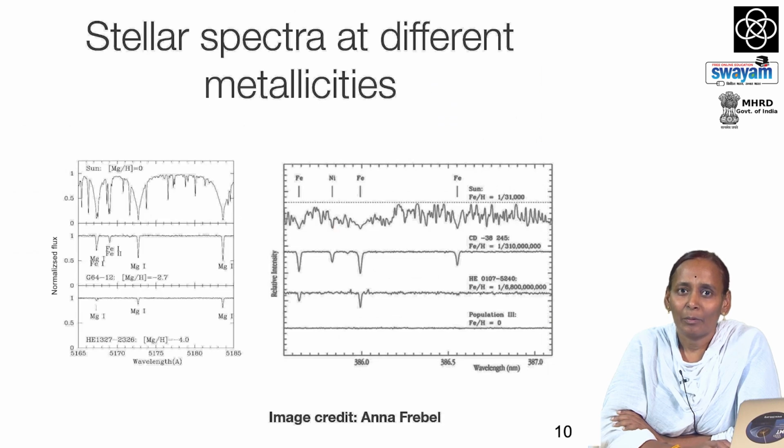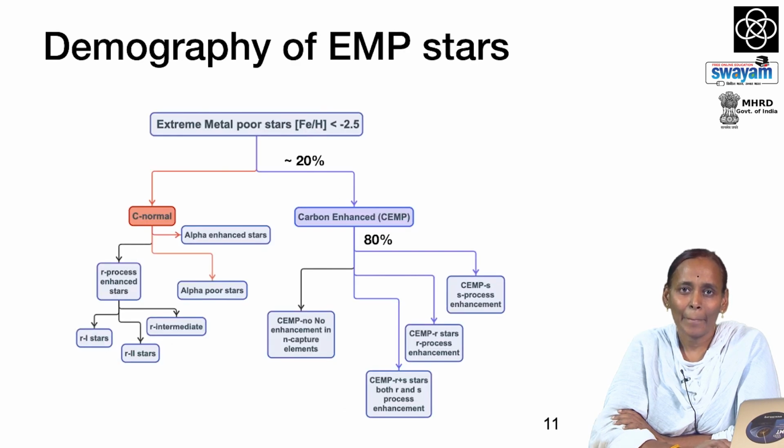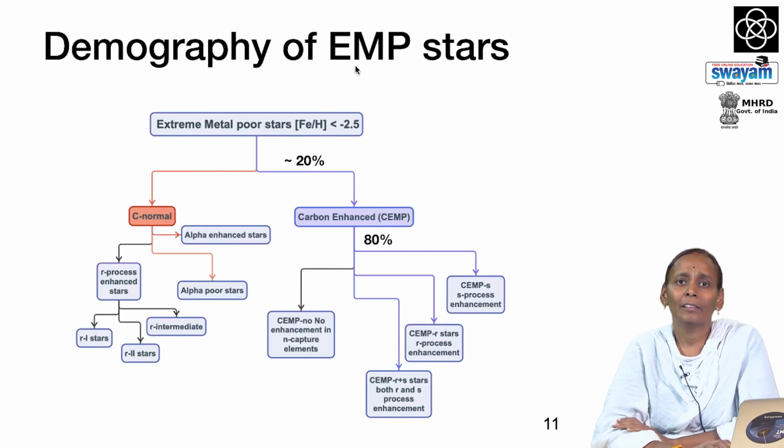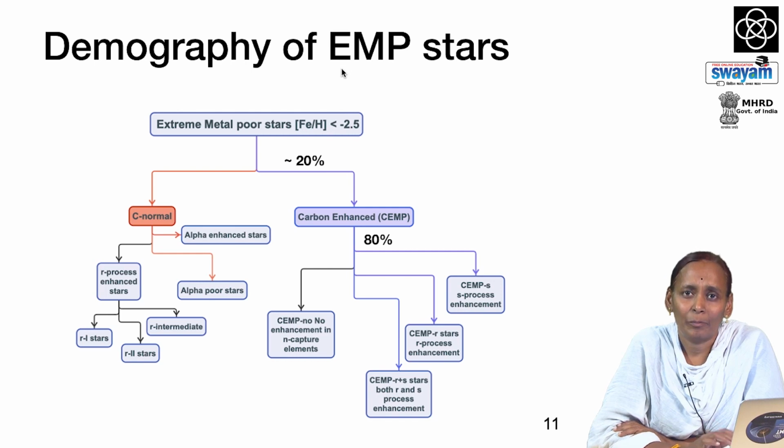And this is again some stellar spectra to show a comparison of the sun and other metal poor stars. You can see the broad wings of magnesium and also iron lines in the sun, but the same lines are much weaker in the case of very metal poor stars. And here is a schematic chart showing the demography of EMP stars.